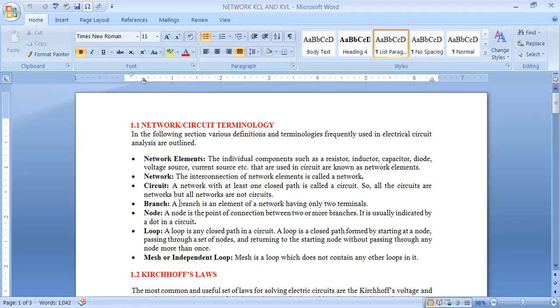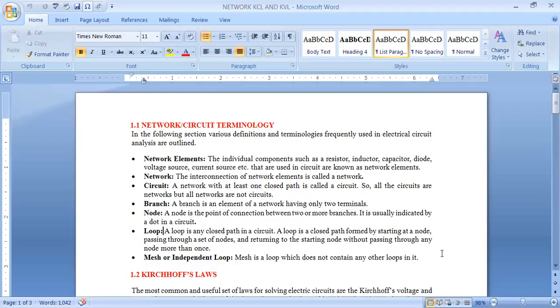Clear? So these are the important network terminology, circuit terminology, before entering into Kirchhoff's law. Before entering into Kirchhoff's law, we need to know some terminology. Clear all of you? Now we'll go for the next topic called Kirchhoff's law, KVL and KCL.